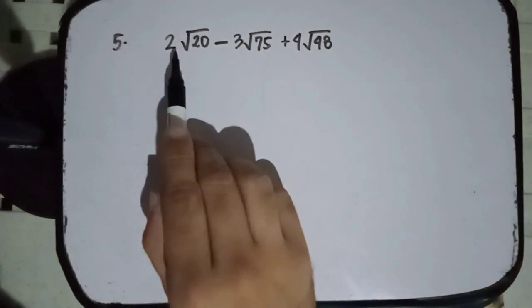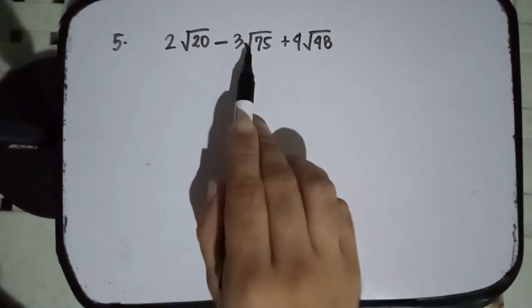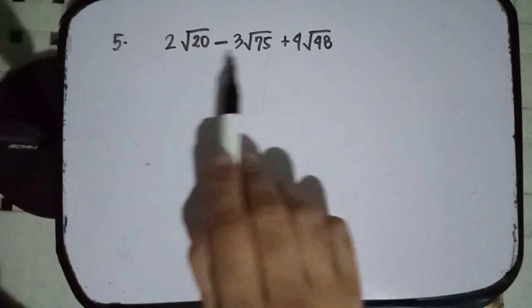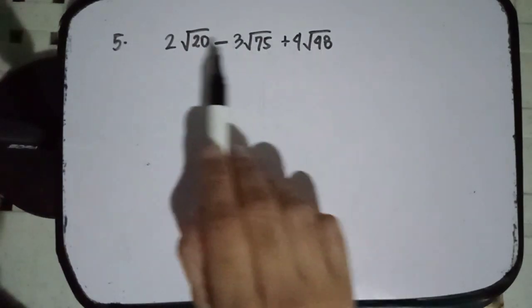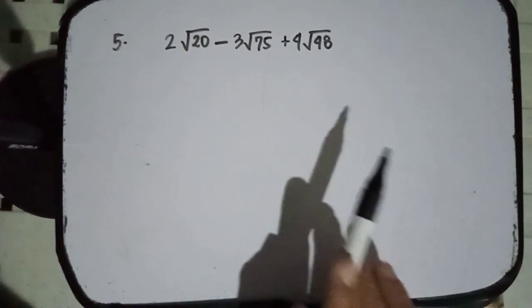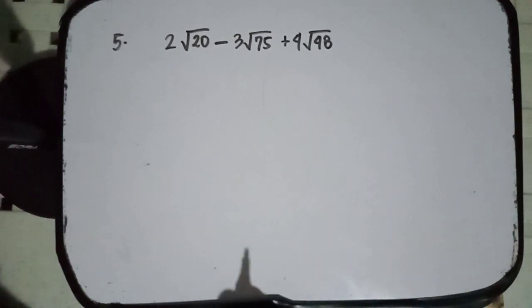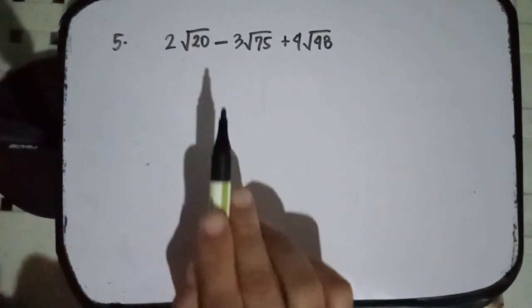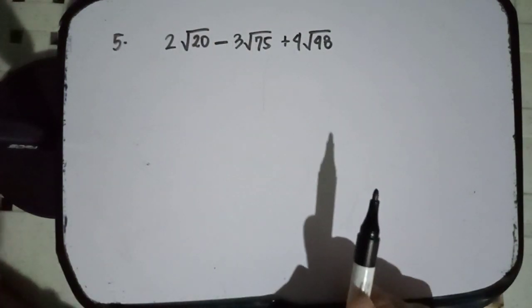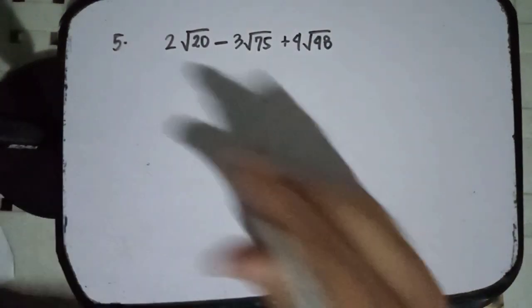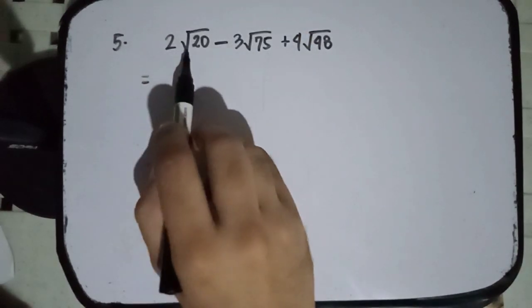Next, number 5, we have 2 times the square root of 20 minus 3 square root of 75 plus 4 square root of 48. So, as we can see, hindi parehas yung kanilang radical. So, hindi natin pwede basta-basta i-combine sa iisang radical. So, ang gagawin muna is i-simplify natin just like we did before, and let's see kung meron tayong mako-combine. Okay? So, umpisa tayo dito sa square root of 20.